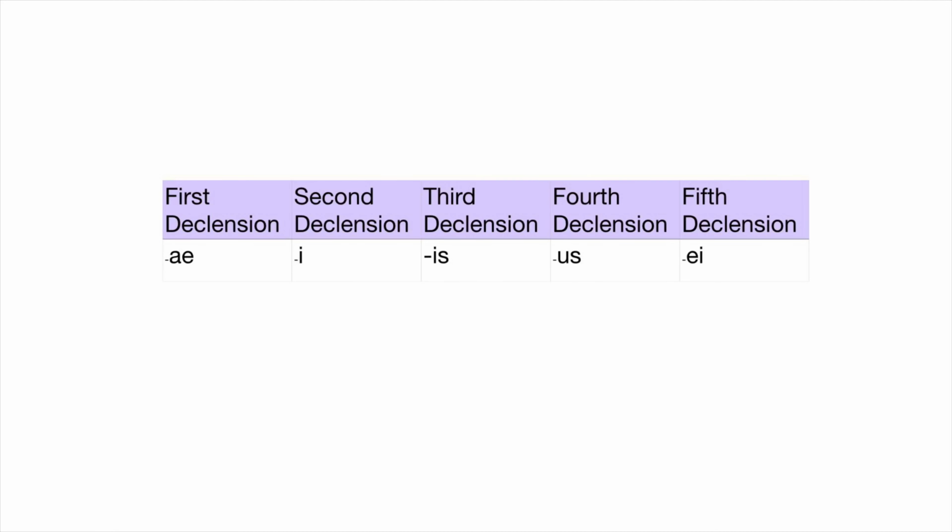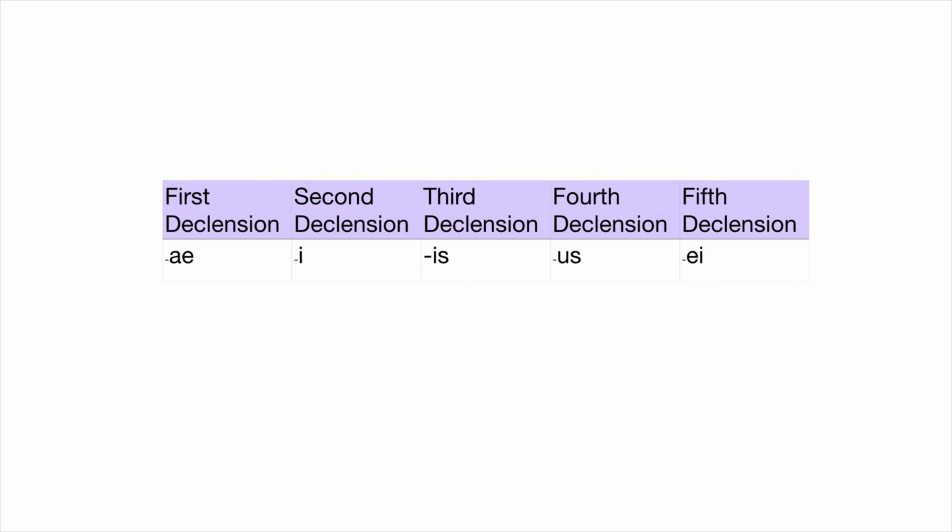So to get started, as we said, there are 5 different declensions in Latin, and we know what declension or what group a noun is in based on the genitive. So the genitive is unique for each declension, and it's consistent. So as soon as we know the ending of the genitive, we know which declension a noun belongs to.